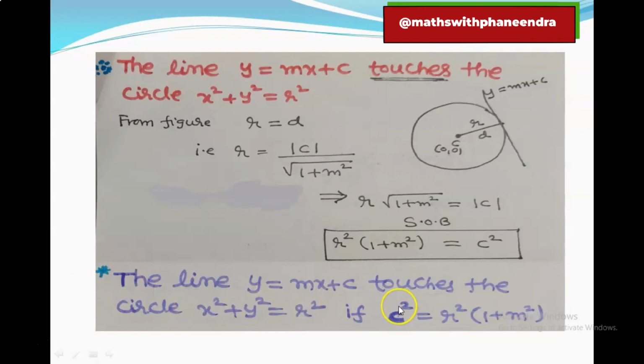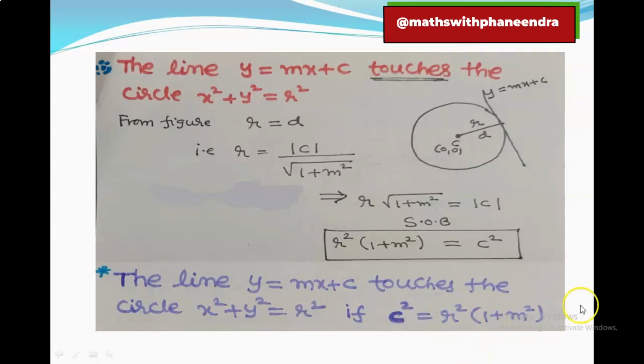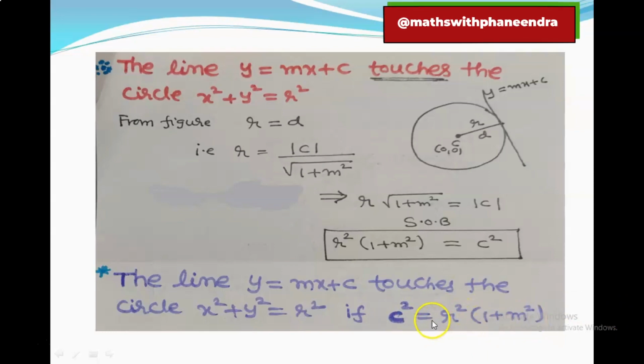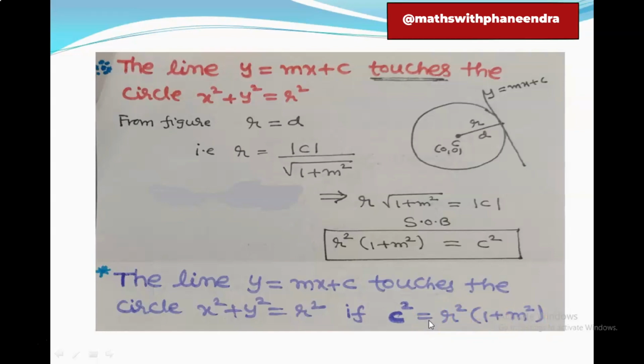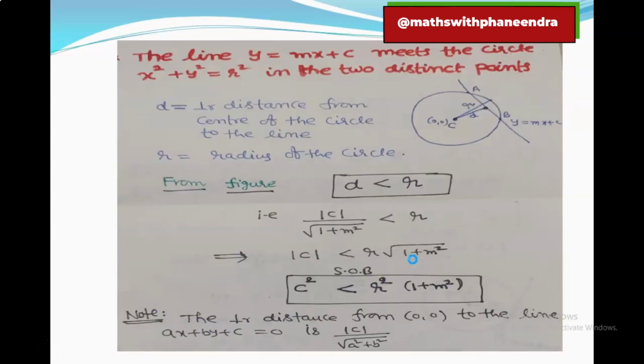After that, c square is equal to r square into 1 plus m square, the condition. From this make c the subject, c is equal to square root of r square into 1 plus m square. Square root of r square means plus or minus r we will write. Why? In geometry we don't know the value of c, whether it is in first quadrant or second quadrant. That is the reason we are taking c equal to plus or minus r into square root of 1 plus m square. We'll move to the next concept.